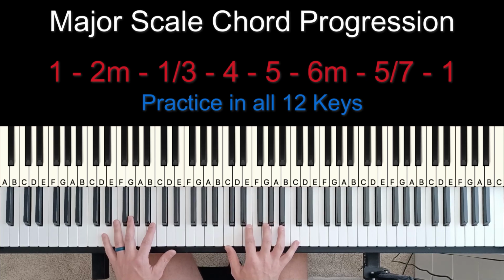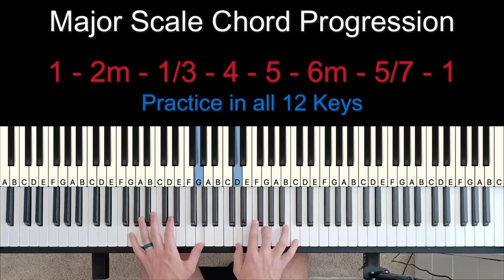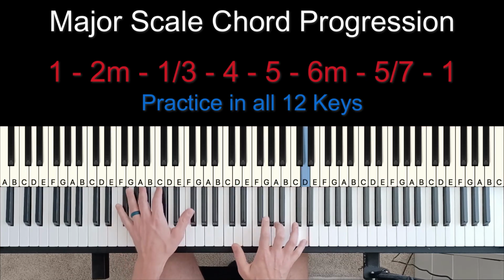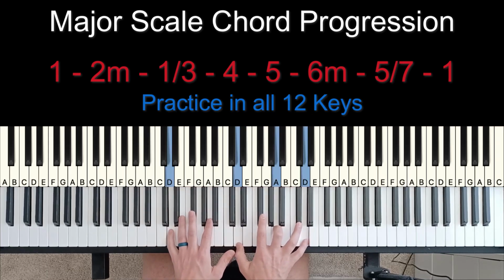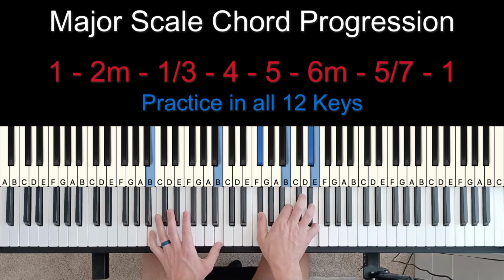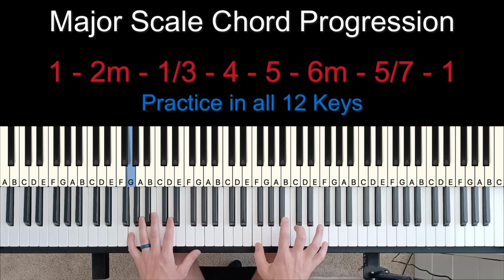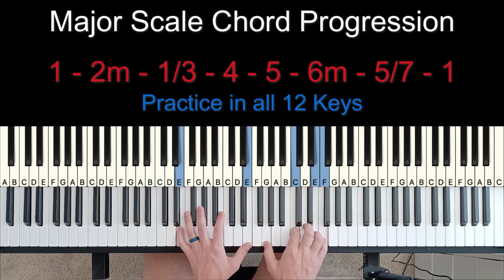Now, one thing I want to do is I'm going to play this in all 12 keys, and I'll go up and down or actually just up the major chord scale, so you can kind of get an idea of how it's played in all 12 keys. So we'll start here. Let's go to D. Let's go to E. And then F. And then G.